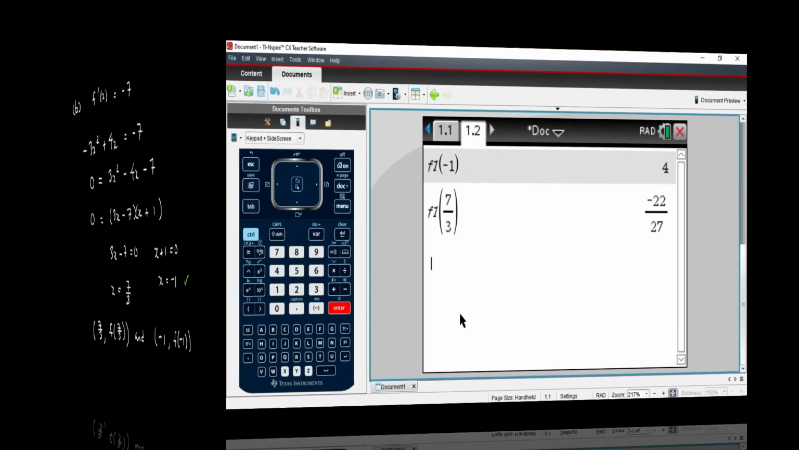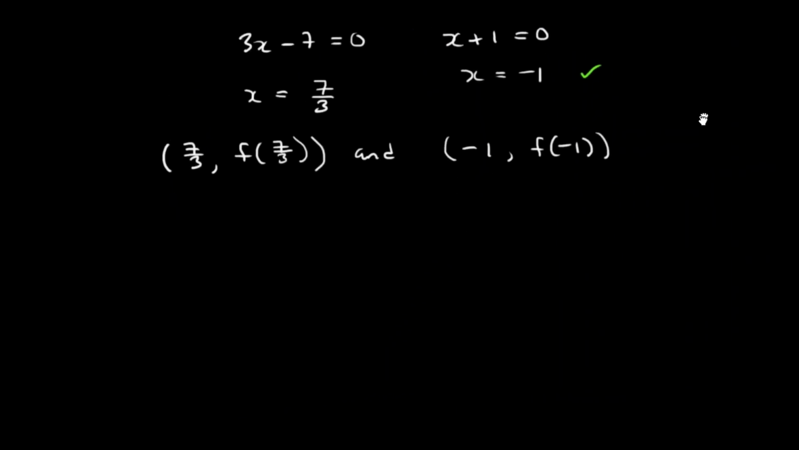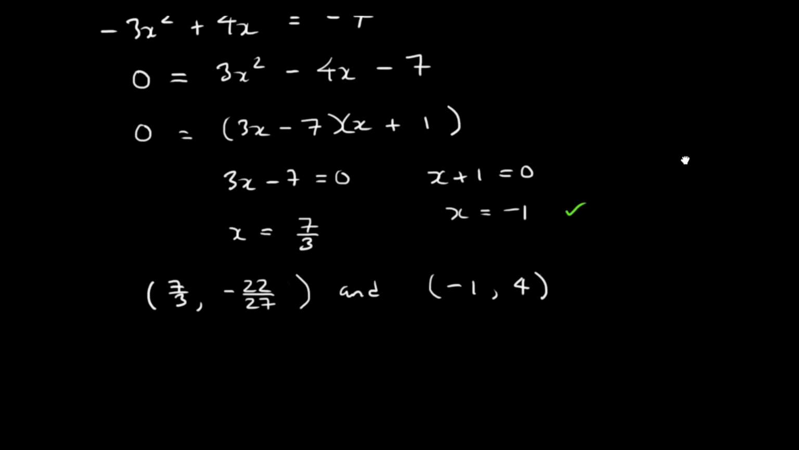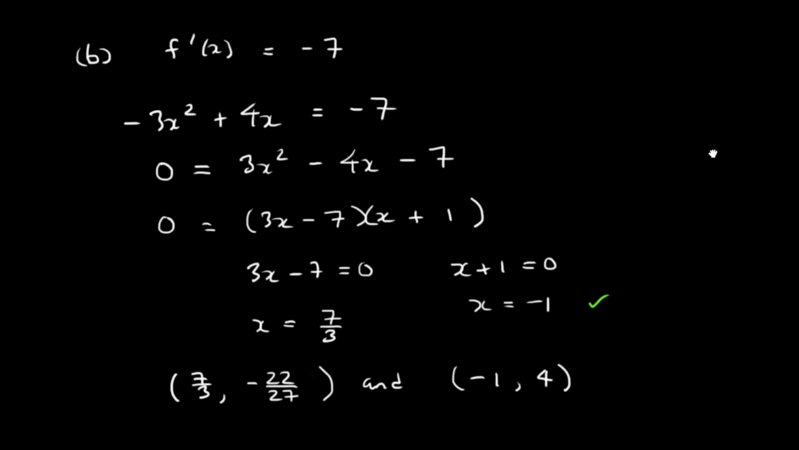Okay, so thanks to the TI-Nspire, we can just, I guess, doctor this up a little bit, and get rid of the function notation and write those 2 exact ordered pairs. And this one was easy to remember. That was a +4. And this one was, what, a little harder to memorize, -22 over 27. Okay, so that's that. That saved us a few moments of tinkering around and evaluating that function, especially that x value of 7/3.